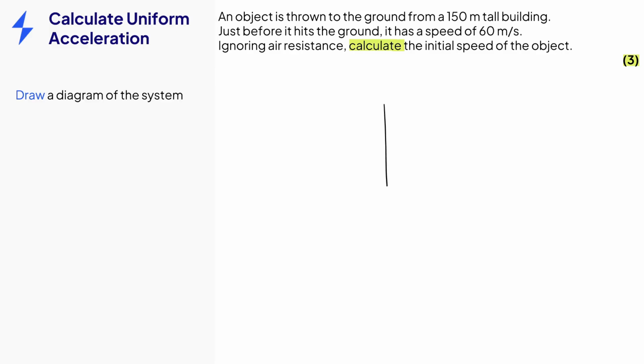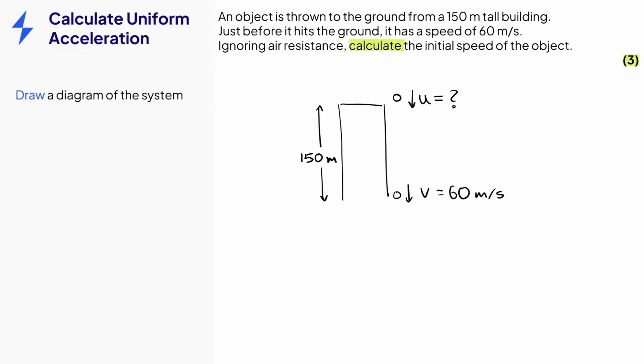So, this is our very crude building, which is 150 meters tall. This is the distance the object travels. The initial speed is unknown. Remember, we said it's thrown from the top of the building. The final speed is given as 60 meters per second in the question. For the acceleration, you need to recall the acceleration due to gravity, which is 9.8 meters per second squared.